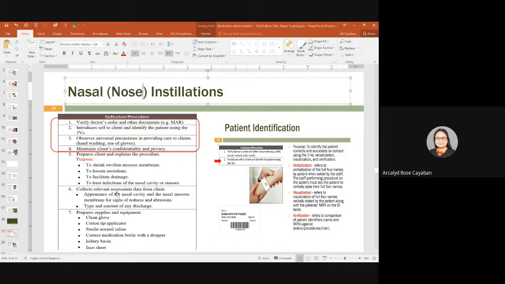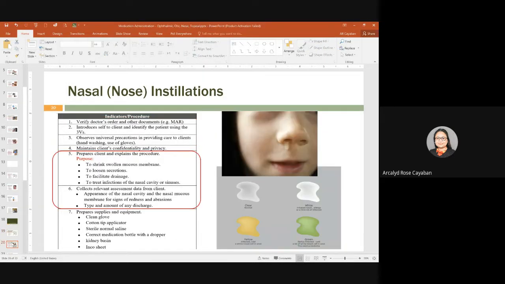Of course, what is the relevant information that we need to get from the patient? First, you have to assess the appearance of the nasal cavity of the patient, and of course, the nasal mucosa for any signs of redness or abrasion. As nurses, it is important to document the type and amount of discharges.